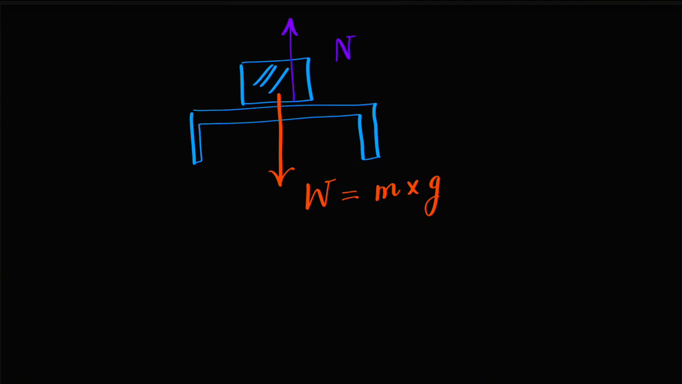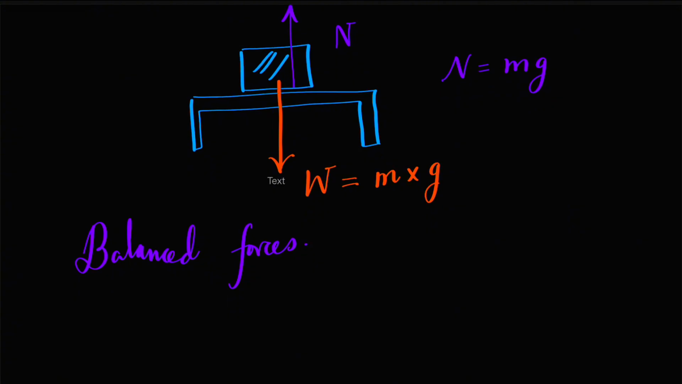These two forces have to be equal for this object to stay at rest. So we can write N equals mg. If two forces are equal, we say they form a balanced pair. So these are known as balanced forces. Therefore, we can say an object at rest will stay at rest if balanced forces act on it.